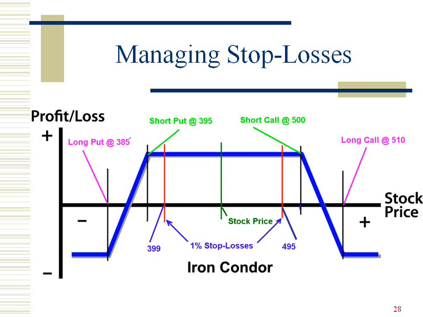This is not the example that happened the other day. This is just to show how we normally set the stop losses at like 1%, where the short put would be at 395. So we would set a contingent order stop loss at 399 to close the short put.